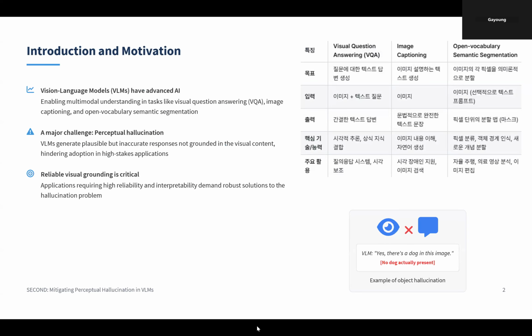Introduction. This is basically about vision language models. A vision language model has three main tasks: visual question answering, image captioning, open vocabulary semantic segmentation, and so on. The input is basically an image, and if you ask something, there should be an output. The major problem is perceptual hallucination, like other LLMs have. When they see a picture with no dog, they sometimes say there is a dog in this image. Then it's very problematic.